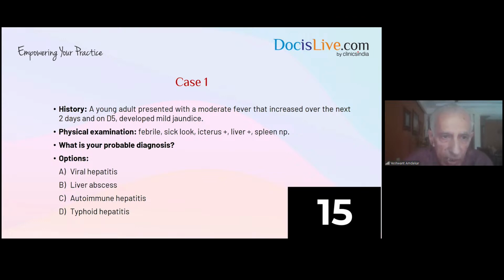Now, what is your probable diagnosis? Choose between viral hepatitis, liver abscess, autoimmune hepatitis, or typhoid hepatitis. Your time starts now.